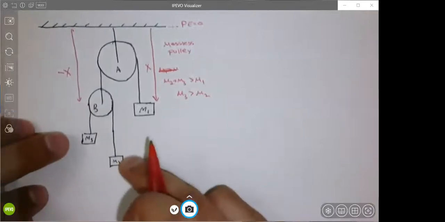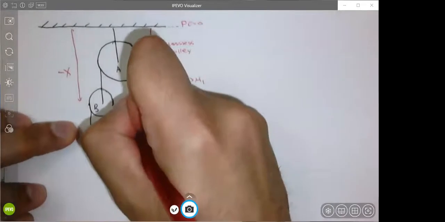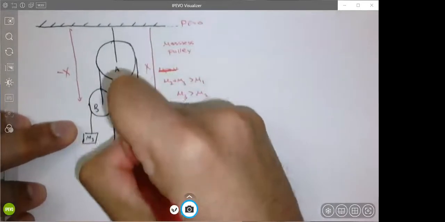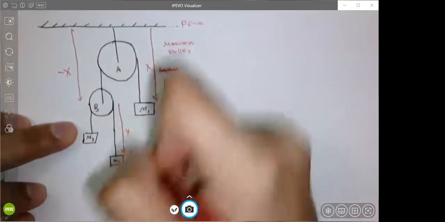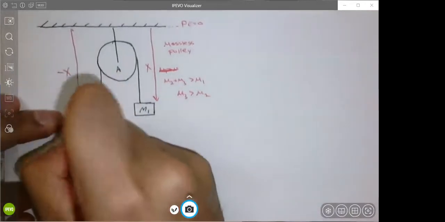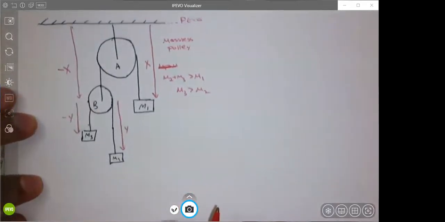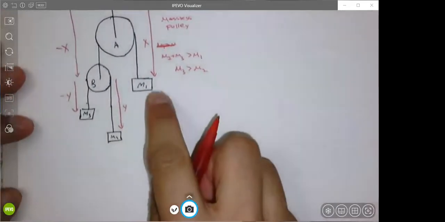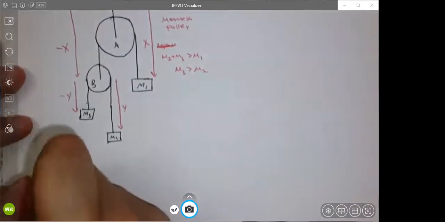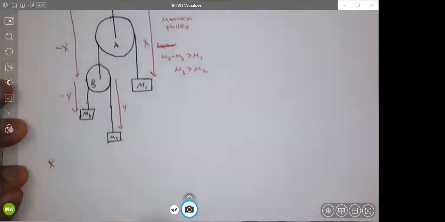But then we have these two positions right here as well. So relative to pulley B, we're going to have this position we'll call y. And so then this position here is going to be negative y. And now we could write down our generalized coordinates. For M1, the generalized coordinate is simply going to be x.